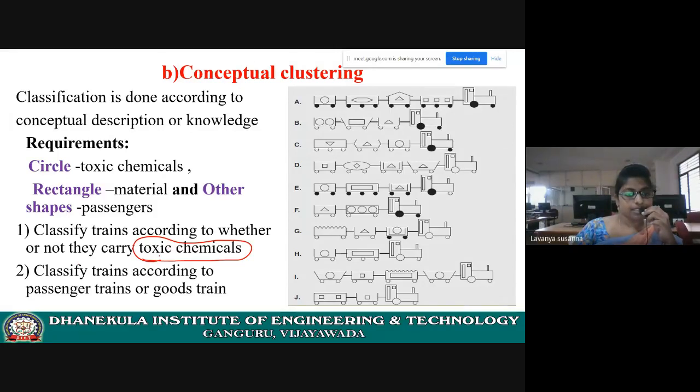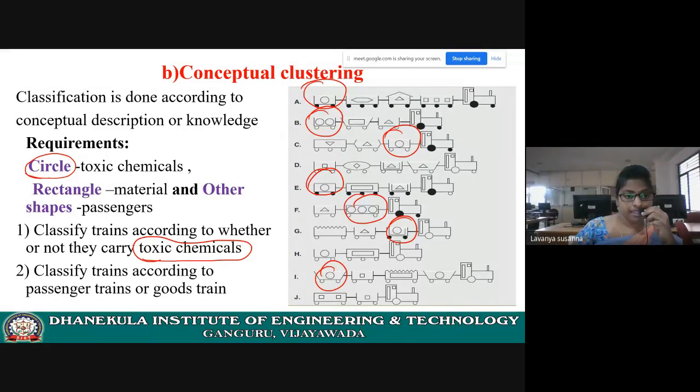See, how can you say they are carrying toxic materials? What you have specified in the requirements: circles represent toxic materials. Now, see the diagram. All these trains are carrying toxic materials. You need to group all these trains: A, B, C, E, F, G, I.